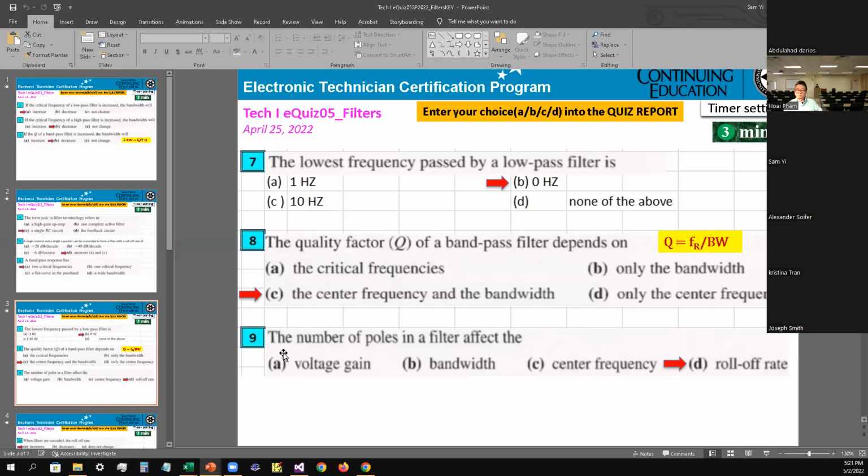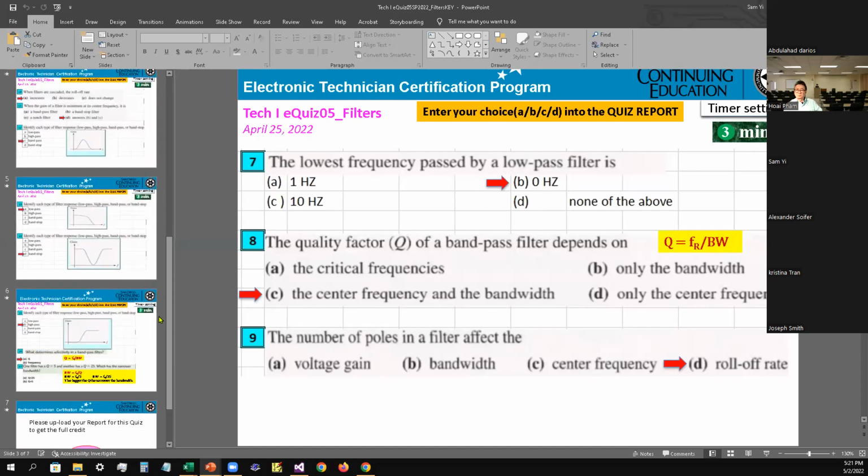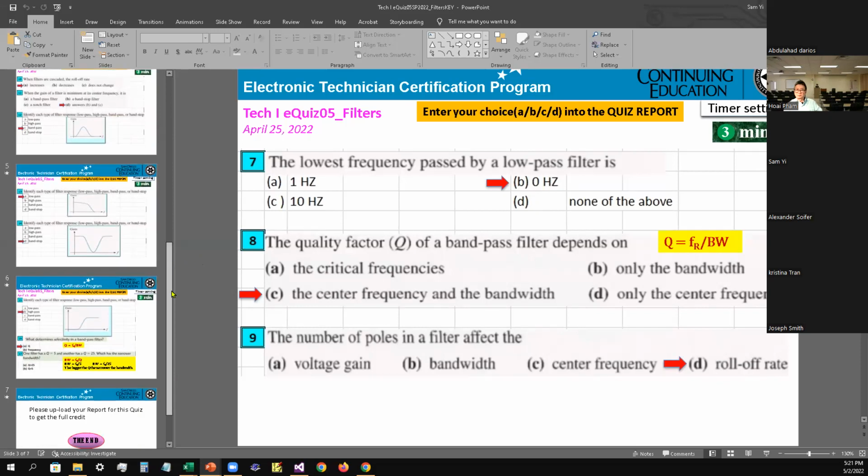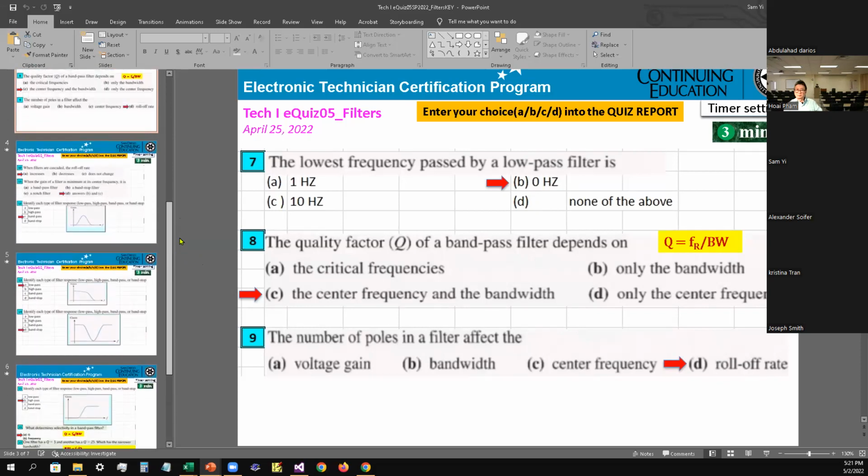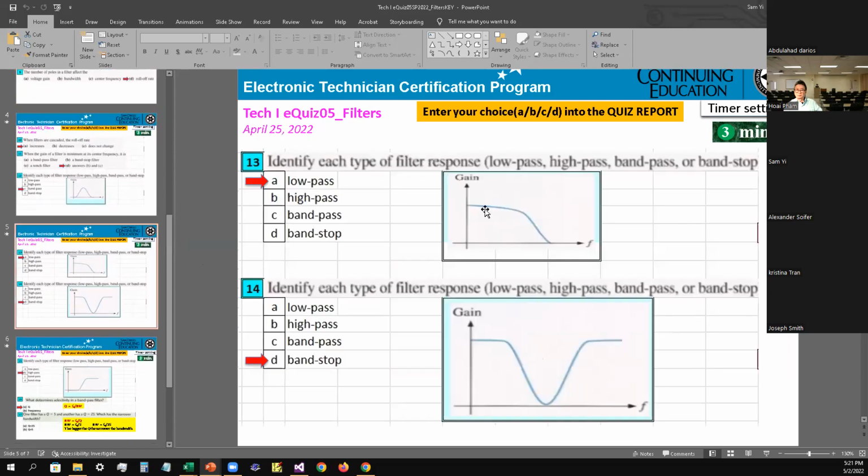Okay, number 9, the number of poles in a filter mainly affects the roll-off rate. It will be something like this here. Say this represents 1 pole. The next one will go right here, that will be 2 poles, and the one with 3 poles will be pretty close to almost the ideal.